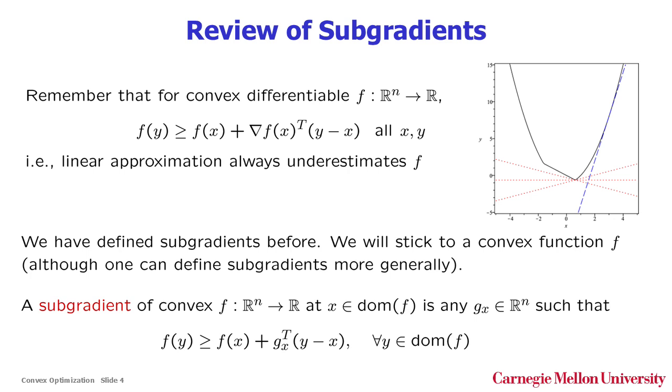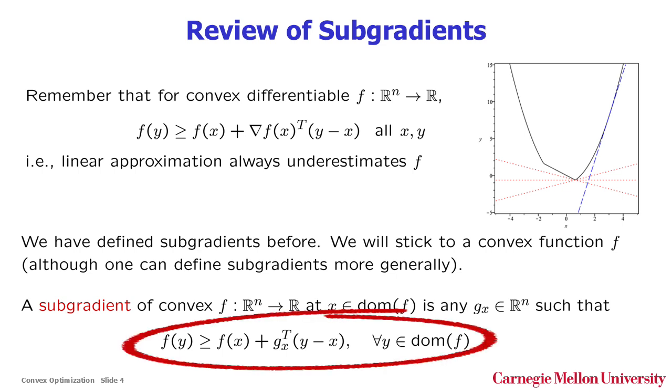Some lectures ago, based on this inequality, we defined subgradients for convex and possibly non-differentiable functions. We say that at location x, the n-dimensional vector g_x is a subgradient of function f if f of x plus g_x transposed times y minus x, a linear function in y, is a global underestimator of the function f. Any g_x that has this property is called a subgradient of function f at location x.